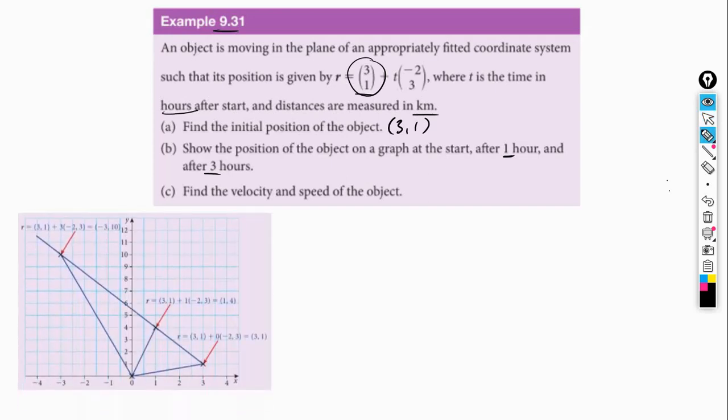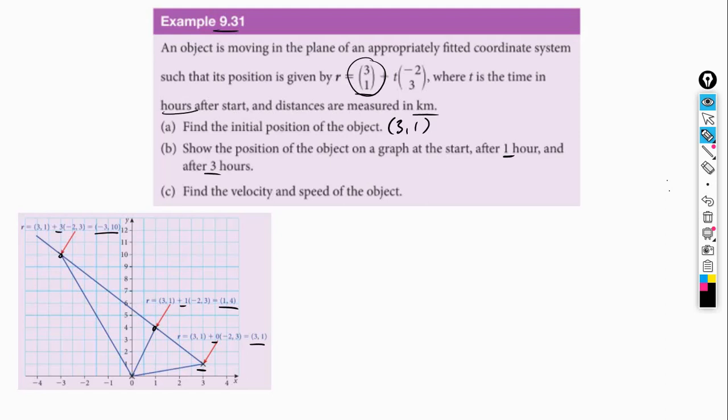So notice that here we have the position of the object at the start, that is when t is equal to 0, as we can see here, and it gives us the position (3, 1). When t is equal to 1, we get that the position is (1, 4), which is represented on the graph right here. And then when time is equal to 3 hours, we substitute t for 3, and we find the coordinates (-3, 10), which is represented by this point on the graph.